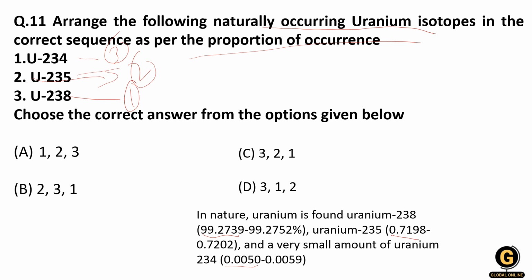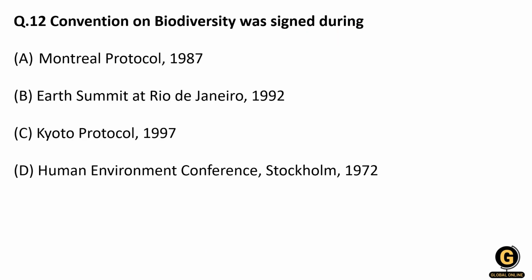So you have to remember this proportion: uranium 238 is number 1, uranium 235 is number 2, and uranium 234 is number 3, right? So the convention on biodiversity was signed during the Earth Summit at Rio de Janeiro in 1992, and it was ratified in 1993, right? The only country which has not ratified this convention on biodiversity is the United States.